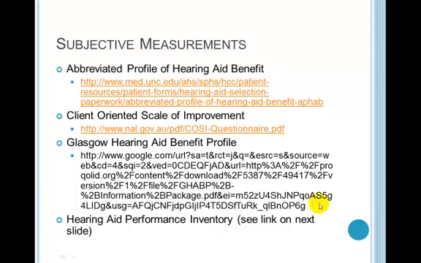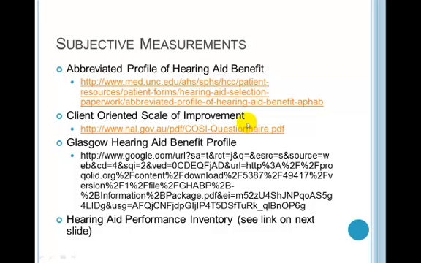The second one, the COSI, the Client-Oriented Scale of Improvement, is a very open-ended questionnaire. Basically, it has the patient identify up to 5 listening situations from a list of 16 that are most difficult for them, and that becomes their goals. So it's essentially setting goals where they're having the most difficulty, the goals they hope to achieve through hearing aid fittings.